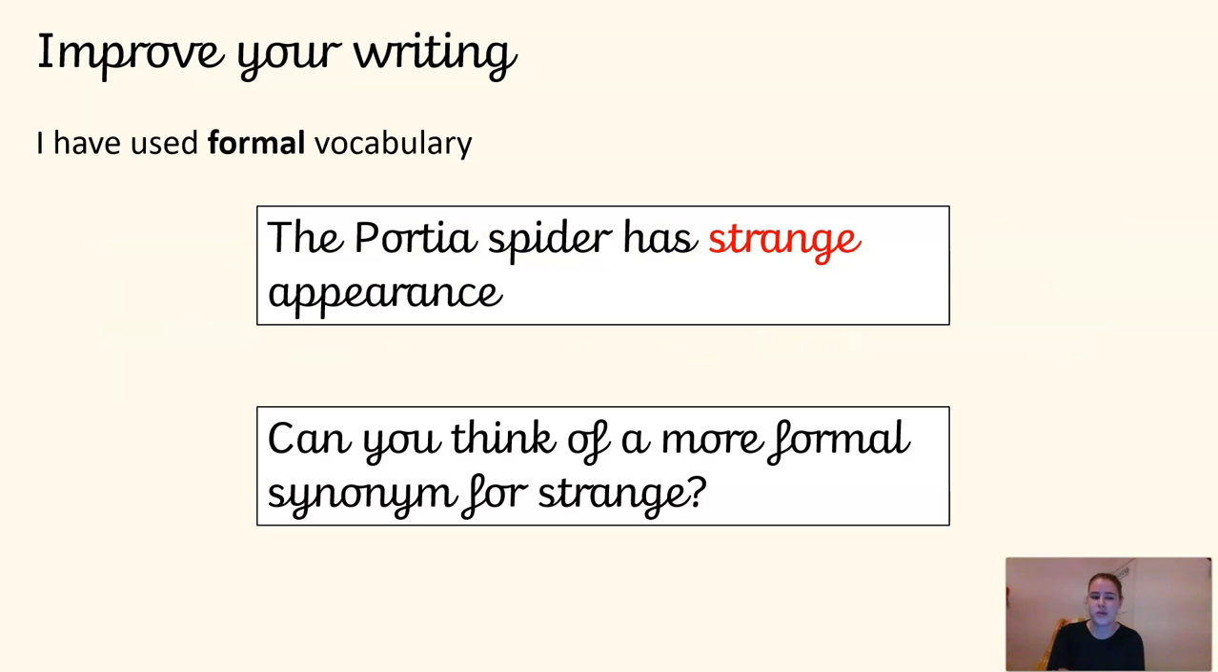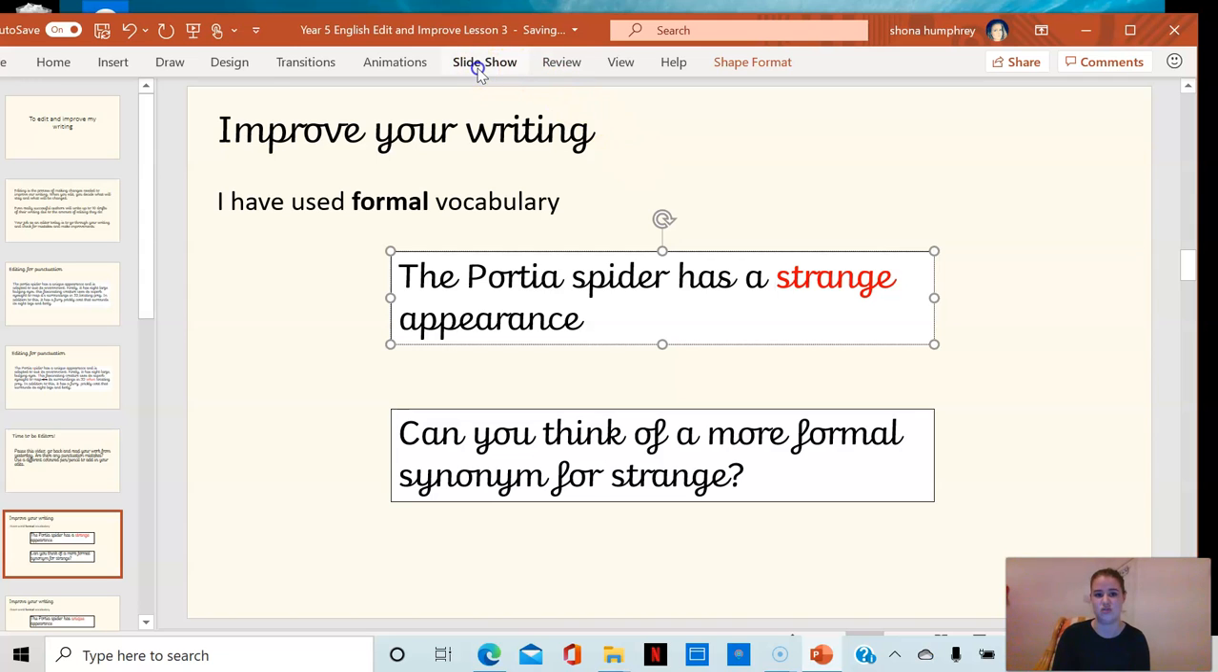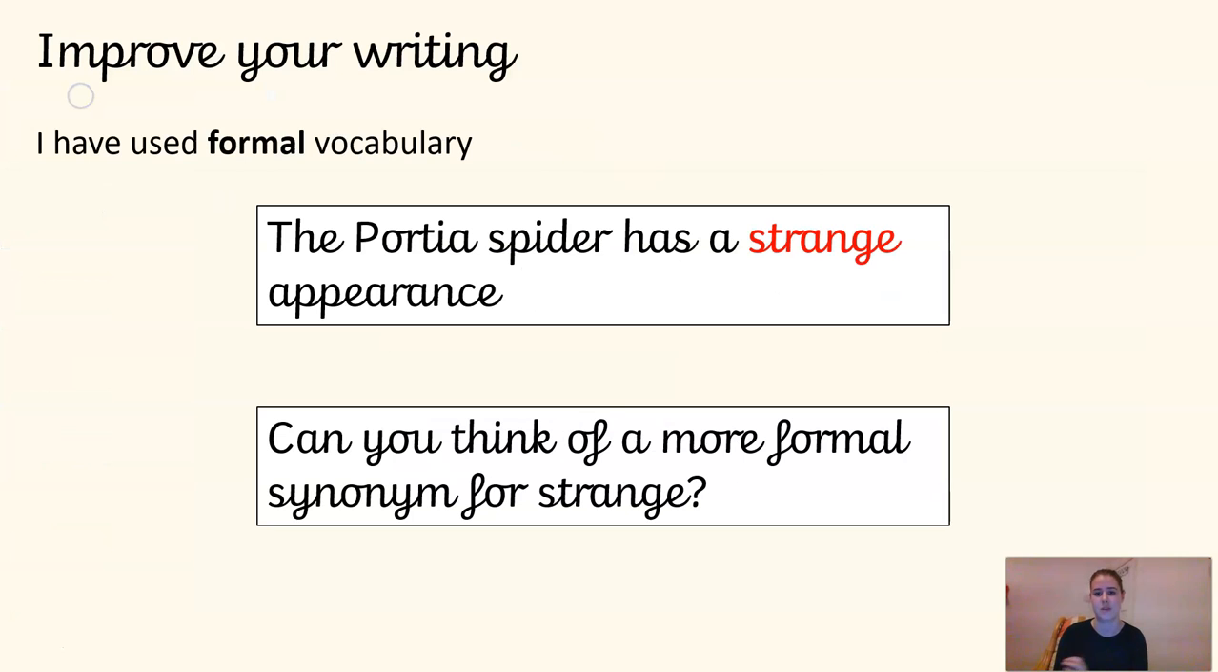So I'm going to improve my writing. I'm going to pick apart the different features I had to write yesterday, and I'm going to see if there's any way that I can improve my writing. So yesterday I used formal vocabulary. I'm taking this sentence because I think I can improve on the sentence and make it better. So, the Portia spider has strange appearance. Okay. Now, I have already noticed a mistake in there. So I might need to go in there and add in an A. So the spider has a strange appearance.